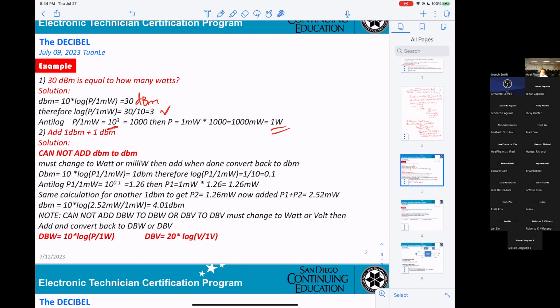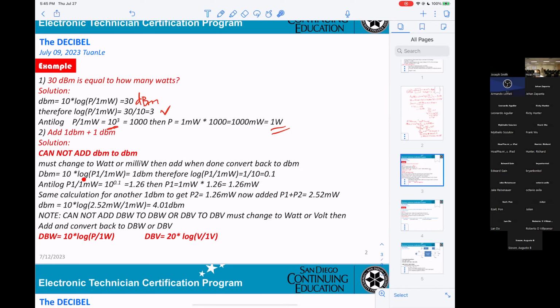However, you can change dBm to milliwatt or watt or kilowatt. Then you add. Okay? And after you add, when it's done, you have to convert back to dBm. Okay, so now you understand. When you want to add dBm, try to see what they're doing.